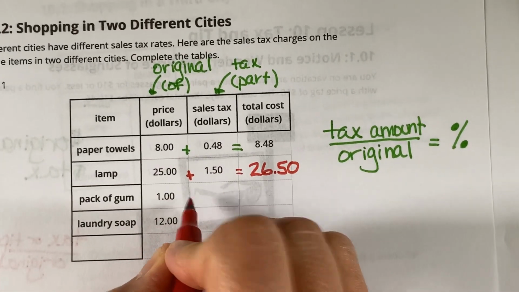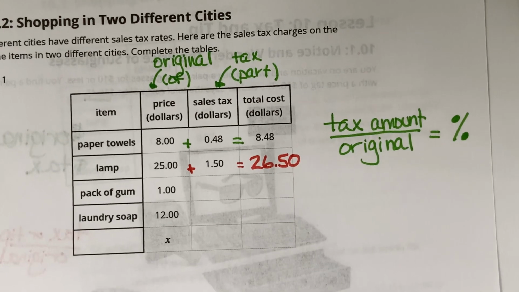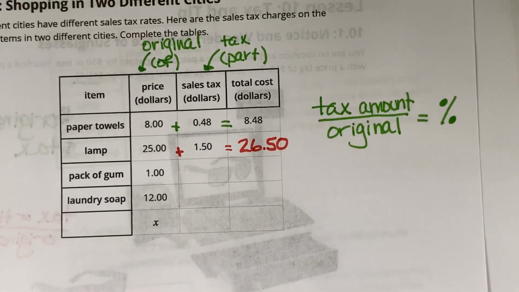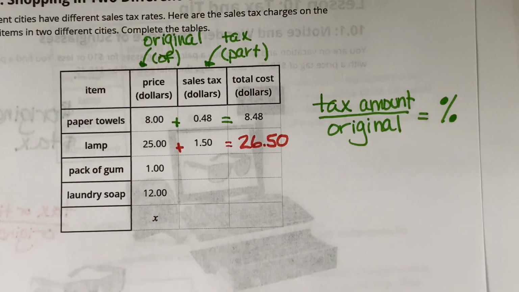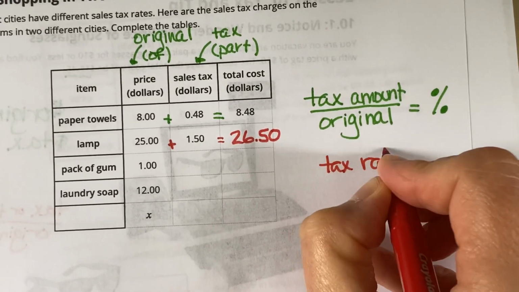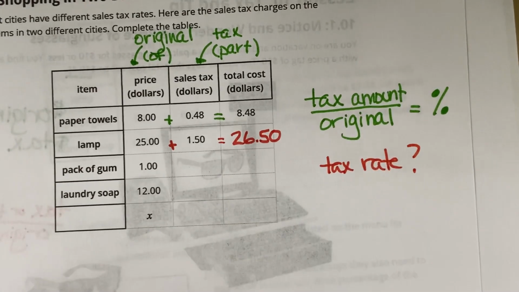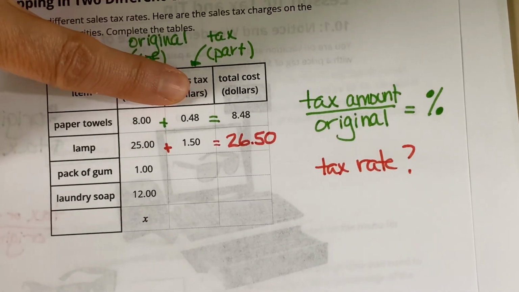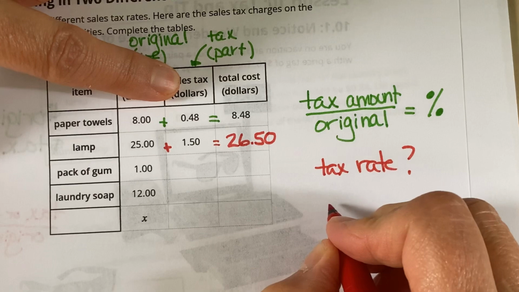If it was $1, now I got to figure out what I got to do. So what do I need to know in here? I need to know what the sales tax rate was. So I can figure that out. I'm going to go with my first problem, or I could go with the second one. It doesn't matter. I'm going to go with the first one.